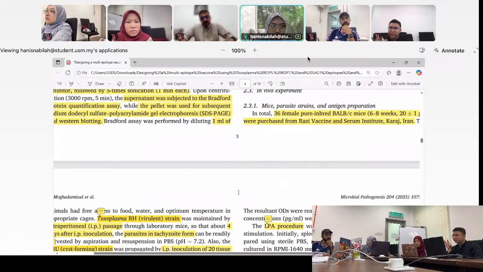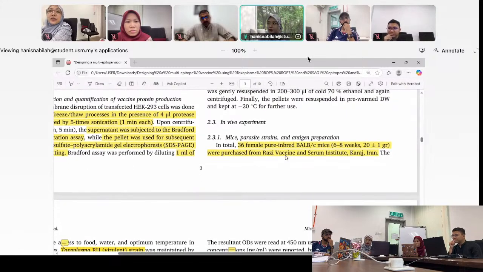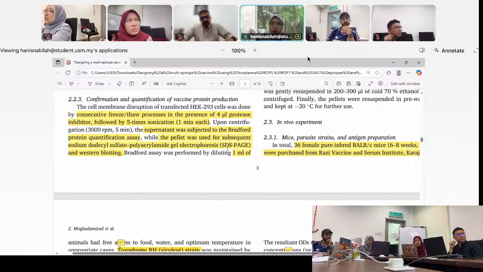They express in cells. That's why they use the HEK293 cells here to produce the protein, and then they disrupt the membrane of the cells. Then they collect the protein, and then they did the Bradford quantification assay here, and then SDS-PAGE and Western blotting to confirm the protein size.